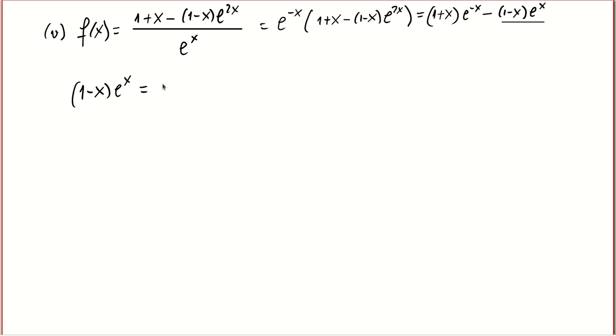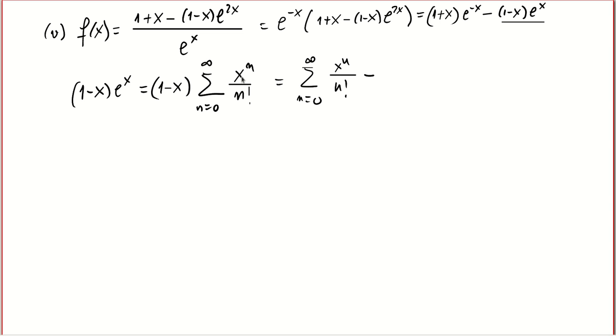Okay, how do we do this? Well, this is just 1 minus x multiplied by this series from 0 to infinity, x to the n over n factorial, which is the same series, x to the n over n factorial, minus x times this series, which is the sum from 0 to infinity, x to the n plus 1 over n factorial.